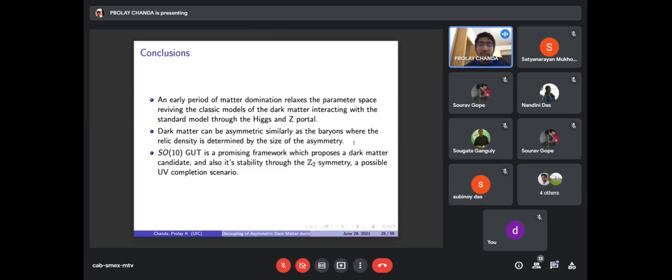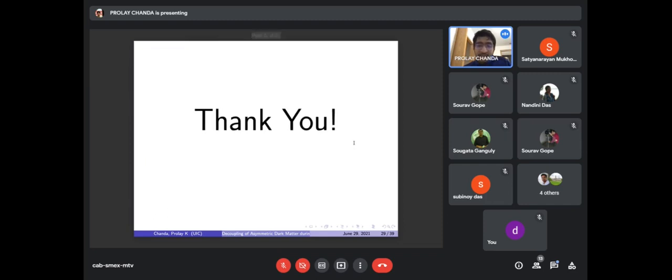And then we propose the SO(10) group to be a promising framework, which can at the same time provide a dark matter candidate and also assure its stability through a Z2 symmetry, which is very nice because you can then have a UV completion scenario. And with that, I would like to conclude my talk. Thank you very much, and I'll be happy to take some questions now.